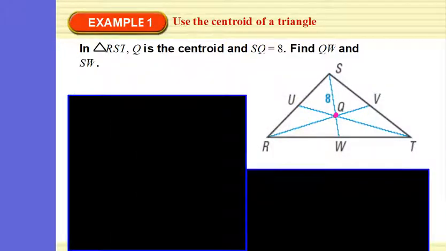So over here, if this is 8, then this is half that. It's 4. 1/3, 2/3. The whole thing is 3/3, right? 3/3 is 1 whole. Is everyone understanding this? That this is half? Okay. So they wanted to know what is QW and what is SW, the whole thing. So QW is 4 and SW is 12.